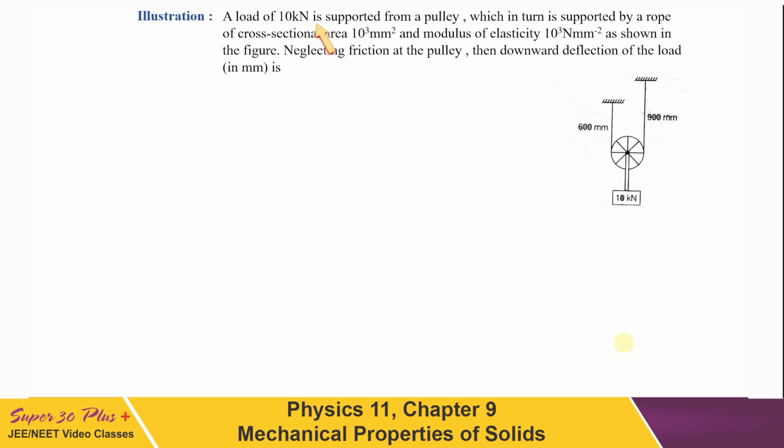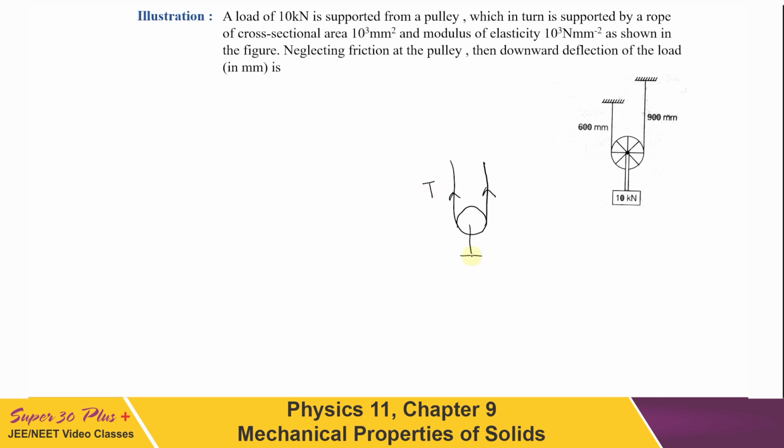A load of 10 kN is supported from a pulley, which in turn is supported by a rope of cross-sectional area 10 to the power 3 mm square and modulus of elasticity 10 to the power 3 Newton per millimeter square. As you can see here, neglecting friction at the pulley, we have to calculate what will be the downward deflection of the load. Let us first calculate the tension. I am drawing this situation here again. If T be the tension in the rope.